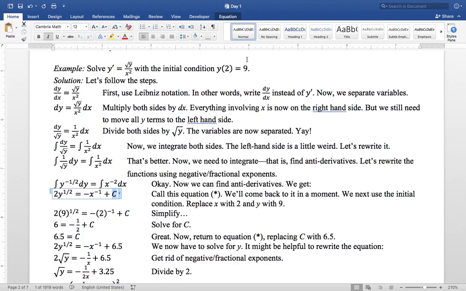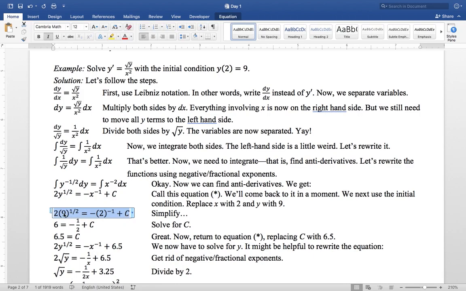So what was our initial condition? It was this thing here, y of 2 is equal to 9. That's saying that when x is 2, y is 9. All we have to do is go to our equation here and replace x with 2 and y with 9, and then that brings us here. And if you notice, c is the only unknown in the equation, which means we can solve for c.